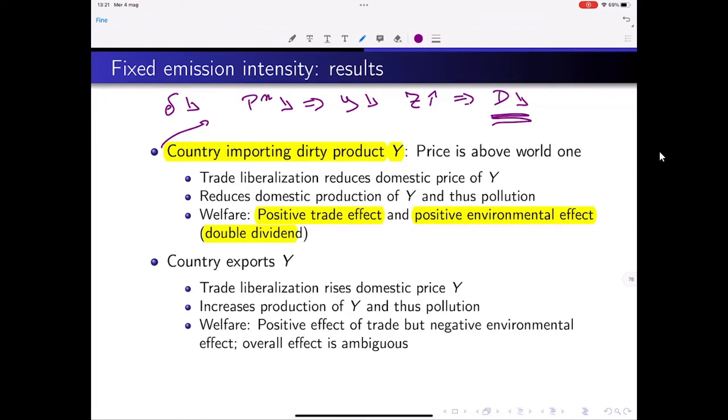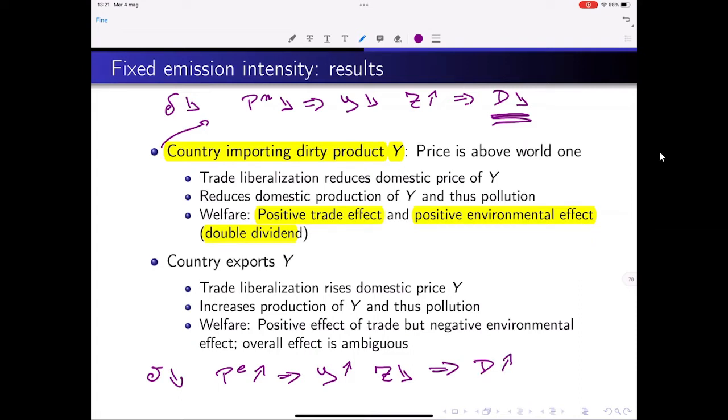What happens for the country that exports? Why? In this case, remember, PE goes up, and therefore, according to what we have seen, and it's quite intuitive given all the stories I've told yesterday and in the previous lectures, Y increases and Z goes down. That's the opposite. And since Y is the polluting good, pollution goes up.